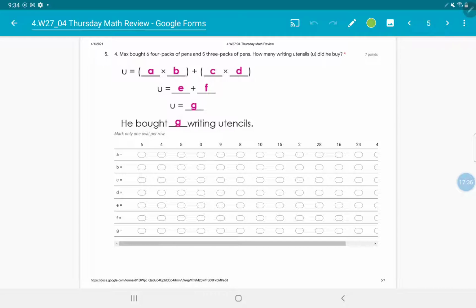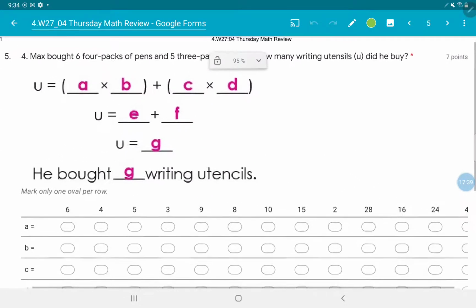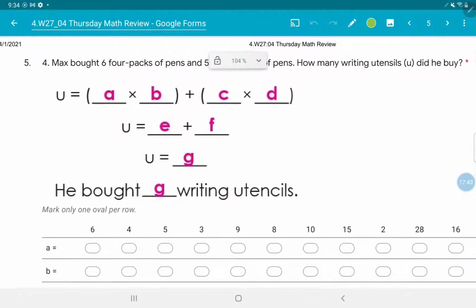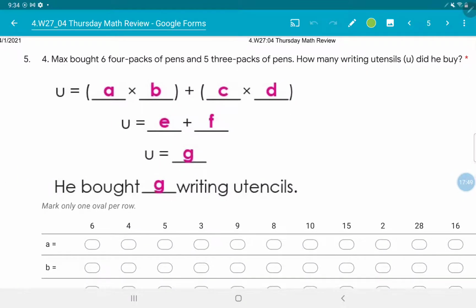Here we go. Next to last question. Max bought 6 4-packs of pens and 5 3-packs of pens. How many writing utensils did he buy? Scotty, how did you do that one?